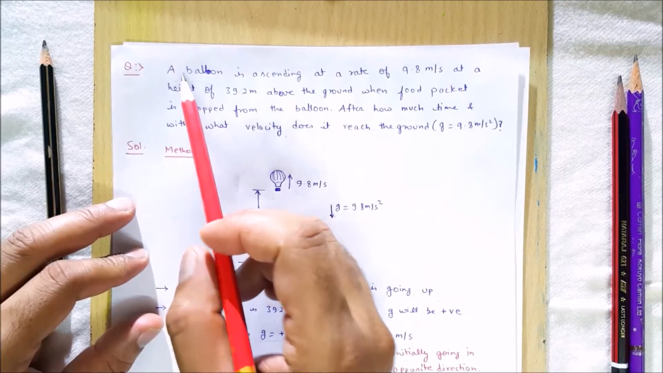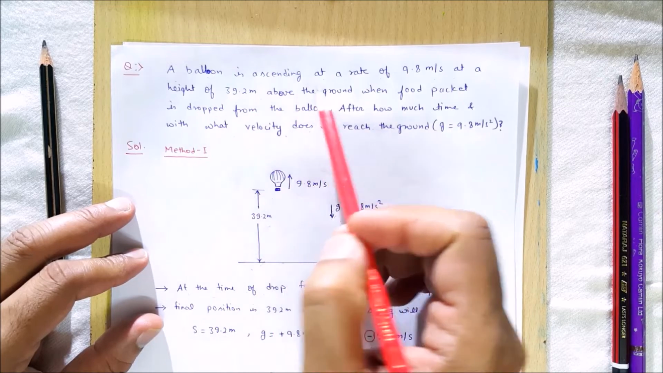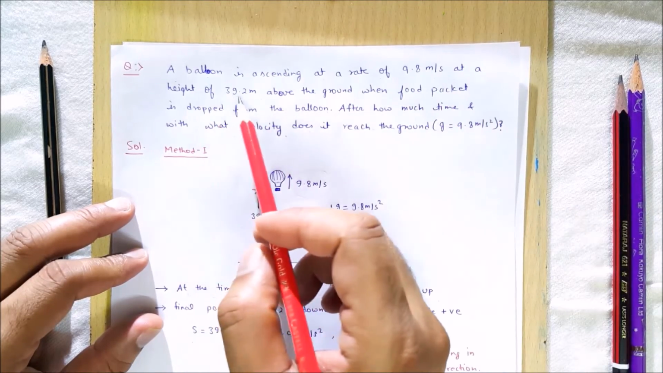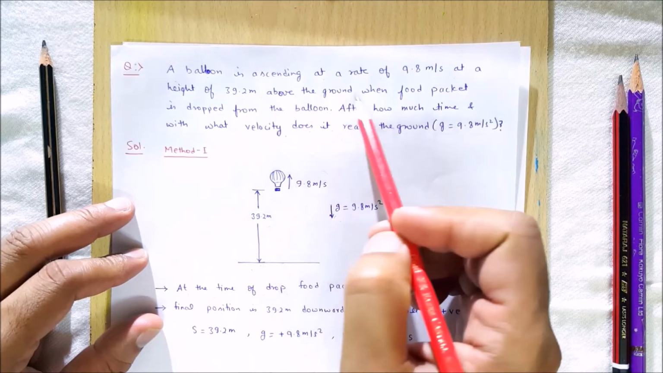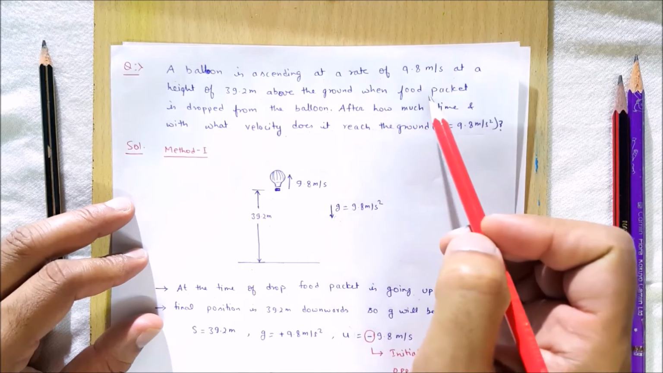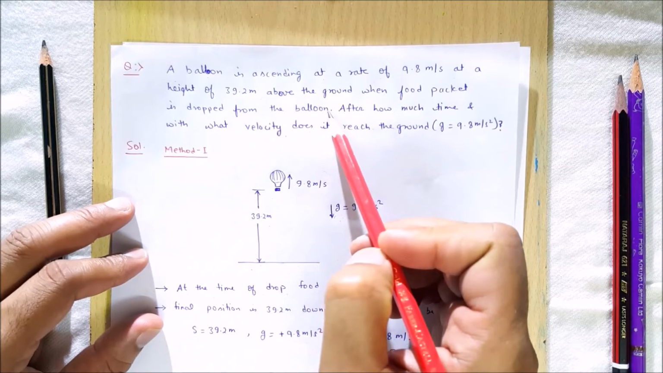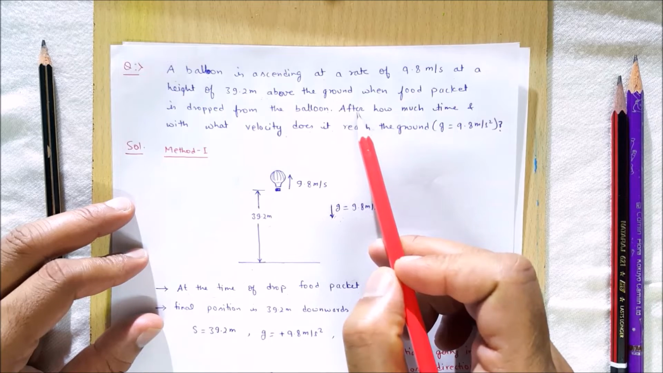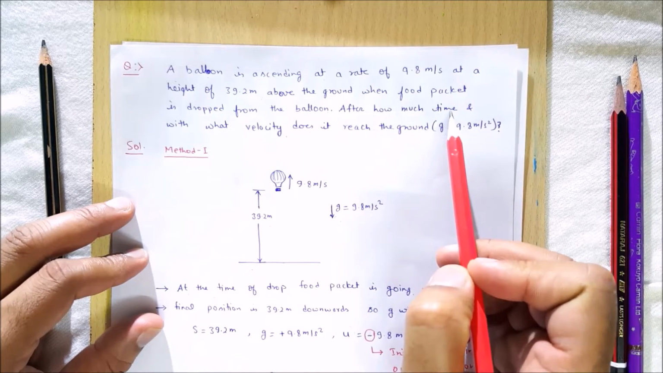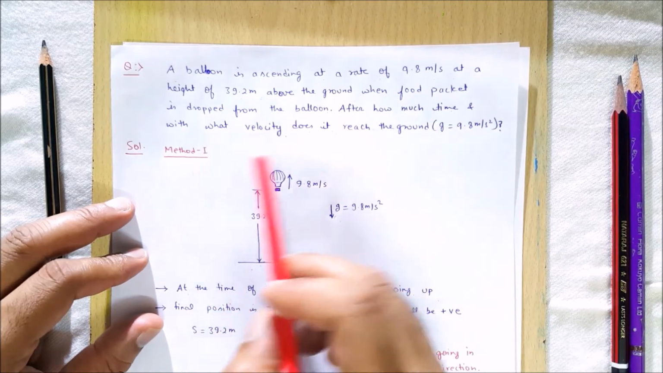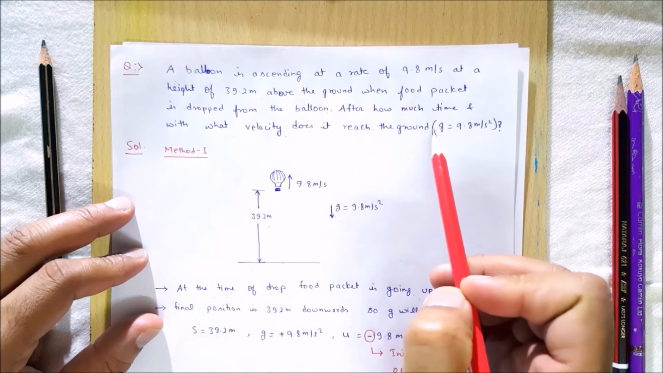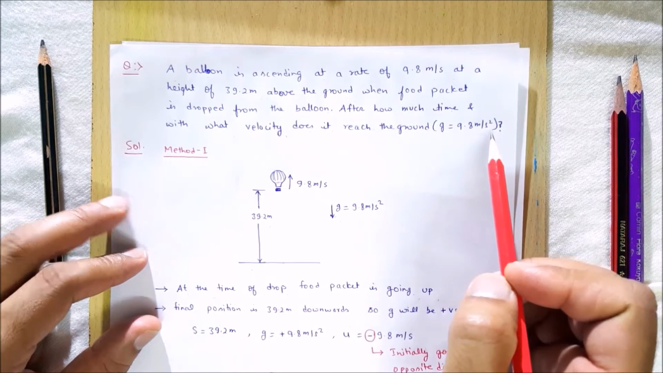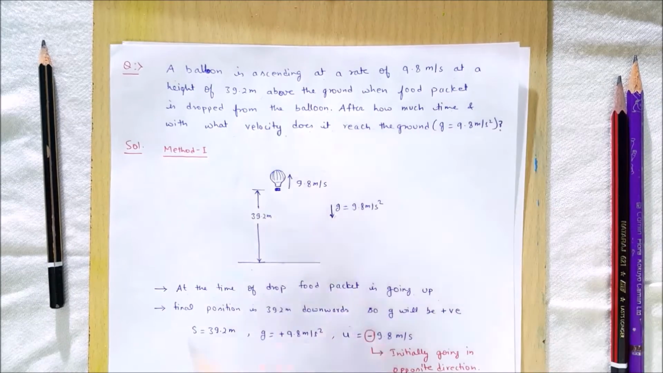The question is, a balloon is ascending at a rate of 9.8 meter per second at a height of 39.2 meter above the ground when a food packet is dropped from the balloon. Now the question is, after how much time and with what velocity does it reach the ground? And it is given acceleration due to gravitation is 9.8 meter per second square.